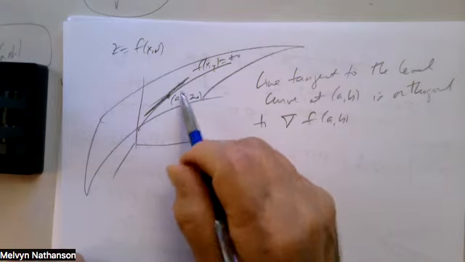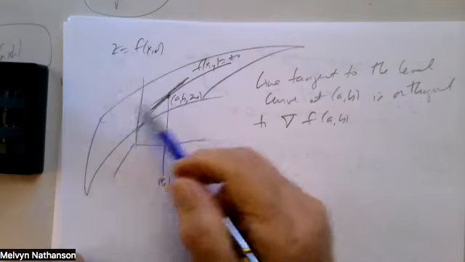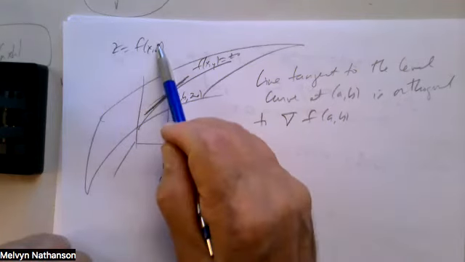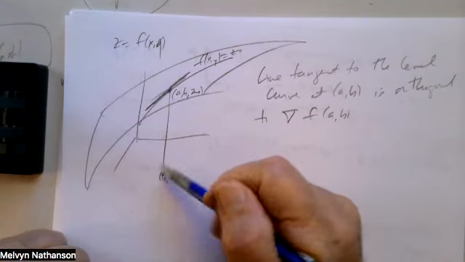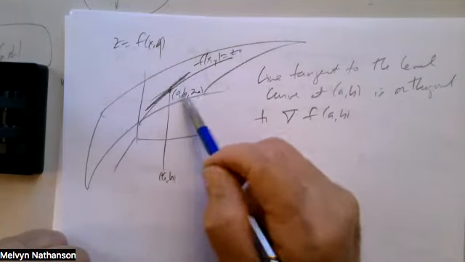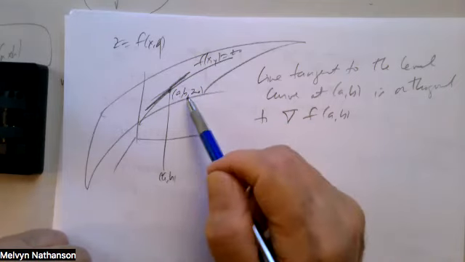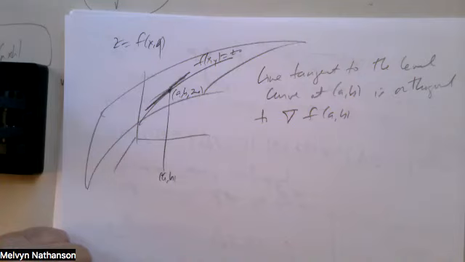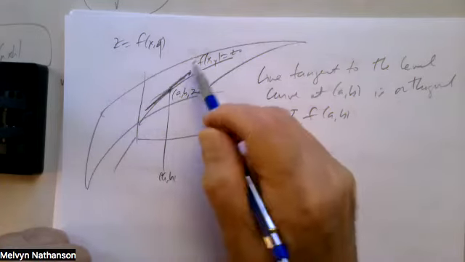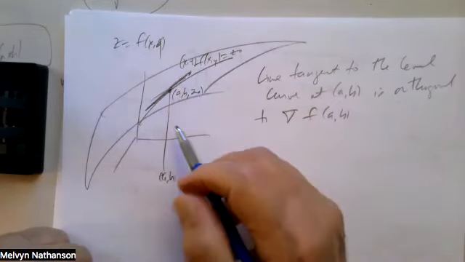Z naught is above the point a, b in the plane. So we have a function f of x, y. The point a, b in the plane gets mapped to some point above it on the surface, a, b, comma f of a, b. But this is the level surface, z naught. f of a, b is equal to z naught. And if you take a point on this line, x, y.